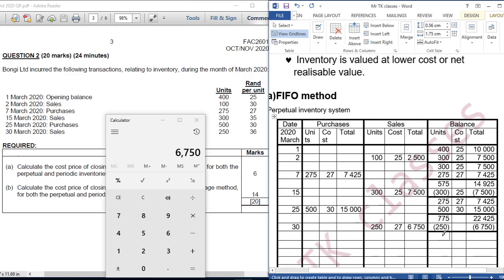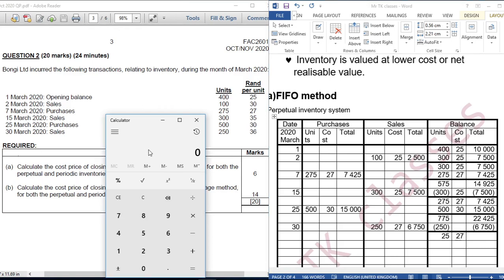Okay. So now we are left with two batches, and I need to indicate them. From the batch that had 275 units, we sold 250 units. It means we were left with 25 units, and these units, remember, they are at 27 runs.